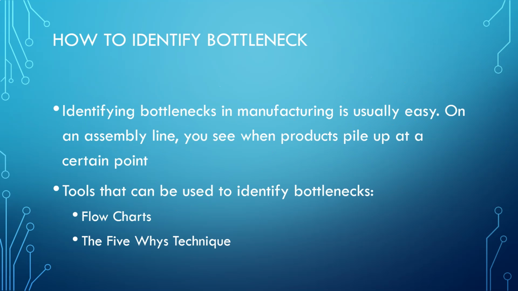Identifying bottlenecks in manufacturing is usually easy. On an assembly line, you see when products pile up at a certain point, and tools that can be used to identify bottlenecks can be the flowcharts and the 5 Whys technique. And we did look at flowcharts before, or other charts that we used or explained in the first session of this chapter, that can be used to identify these bottlenecks or these problems in the process.